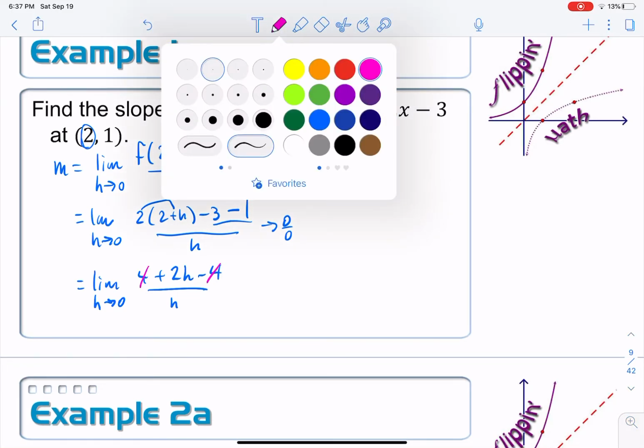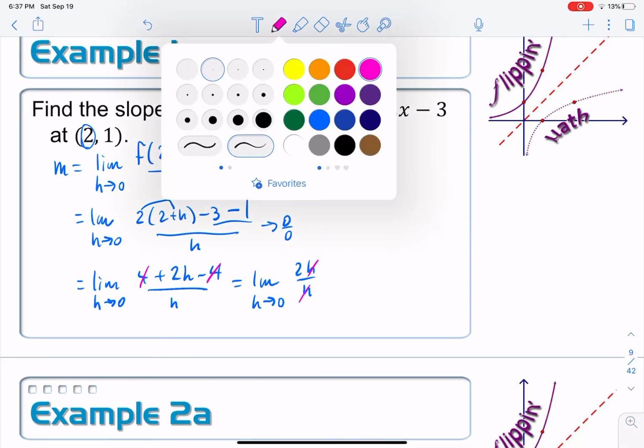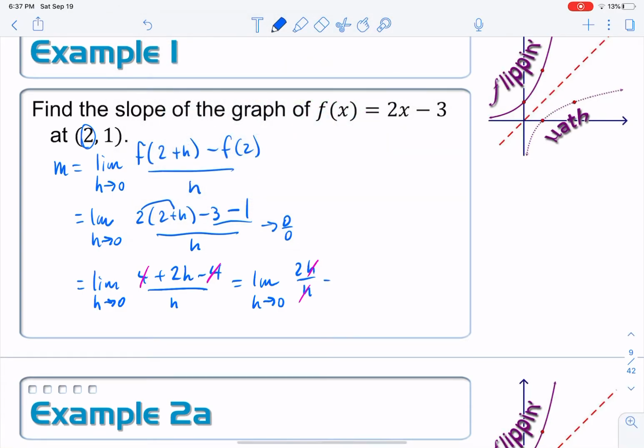And I have, if you need to see it one more time, the limit as h goes to 0 of 2h over h. I'm still not done canceling, because if I plug in 0, I still get 0 over 0. Common factor, h divided by h is 1. And I have the limit as h goes to 0 of 2. That's equal to 2. What did we just find there? We found the slope of the tangent line. And the slope of the tangent line on a line is actually the line.